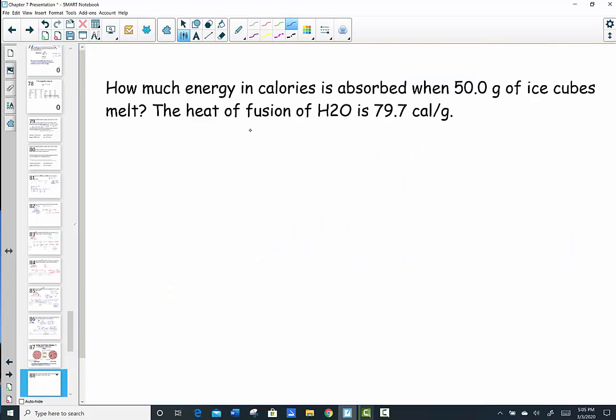So now that I've defined that term, heat of fusion, we can use that to do a simple conversion. If I start with 50 grams of ice cubes, and it takes 79.7 calories to melt every 1 gram of ice cubes, how much energy is going to be required? See how it's just a simple conversion? 50 grams of ice times 79.7 calories per gram, it would require 3985 calories of energy to melt 50 grams of ice.